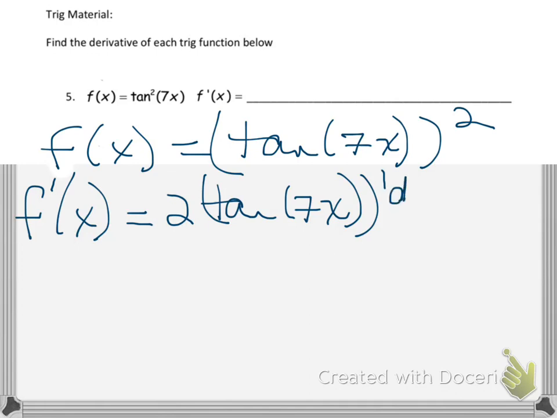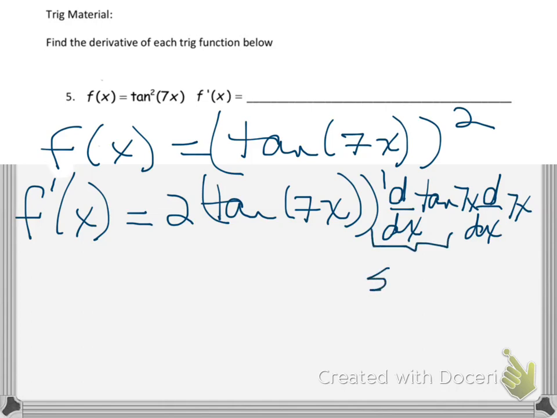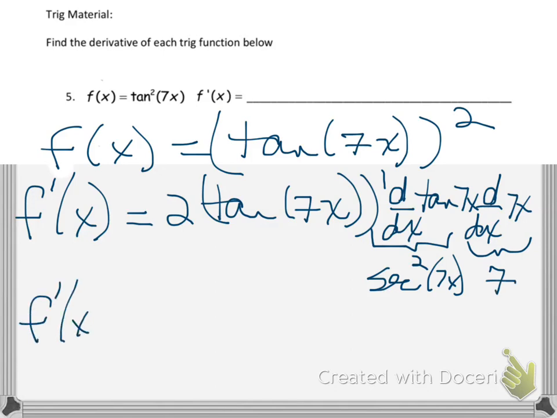Well, why don't I do it this way? I'm going to tell myself to take the derivative of tan 7x and then take the derivative of 7x. So the derivative of tan 7x right here is going to be secant squared 7x. The derivative of 7x will be 7. So now you would never leave your answer in that form, so we're going to clean it up.